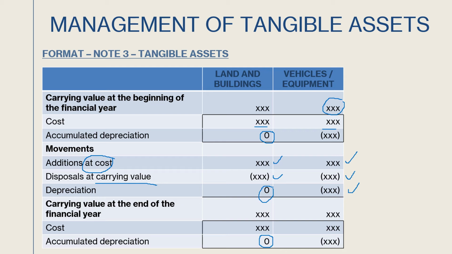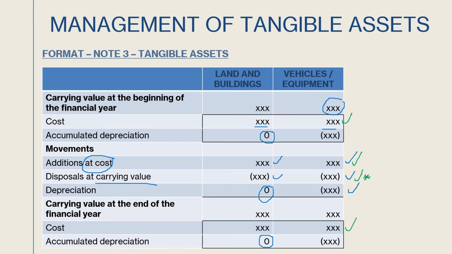Then in order for us to get to the cost price at the end of the year, we are going to start with the cost price at the beginning of the year. Okay, this is where we start. We're going to add any additions. So anything that we have purchased, we add that. And then we have to minus the disposals, but we have to minus the disposals at cost price. We can't minus at carrying value. We minus the cost price of the assets that we have disposed of. And that is going to give me the cost price at the end of the year.